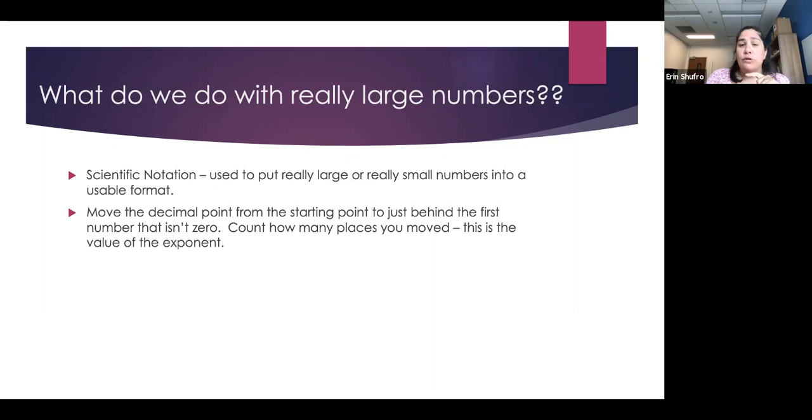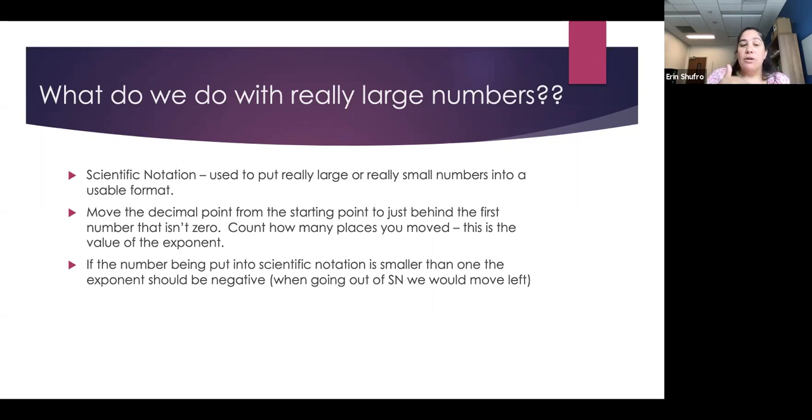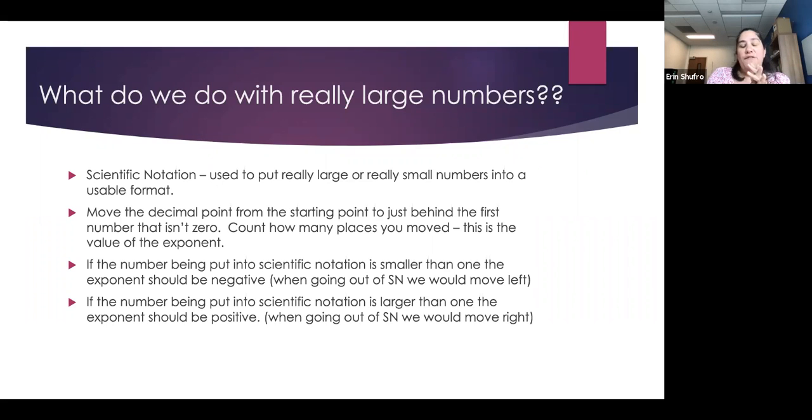The first thing you're going to do is move the decimal point from wherever it is until it is just behind the first number that isn't zero. Okay, so you're reading from left to right, right? You're going to move your decimal point until it's right behind the first number that isn't zero. Okay, then you're going to count how many places you had to go to get there. That is the value of your exponent. Okay, if the number that you're putting into scientific notation is smaller than one, the exponent should be negative. Okay, and that means that when you're taking your number out of scientific notation, you would move left. Okay, if the number you're putting into scientific notation is larger than one, then your exponent should be positive. Okay, and again, when going out of scientific notation, you would move to the right.